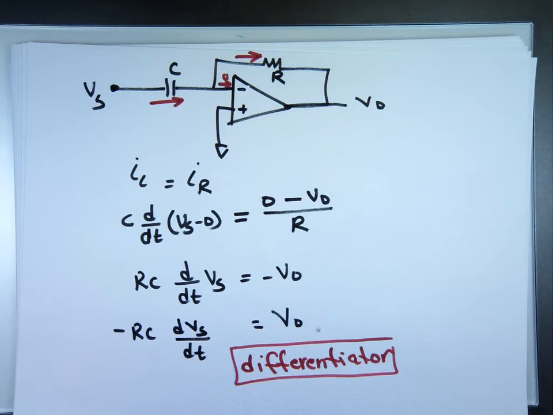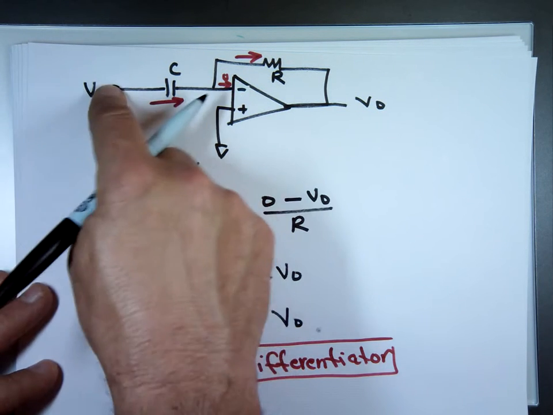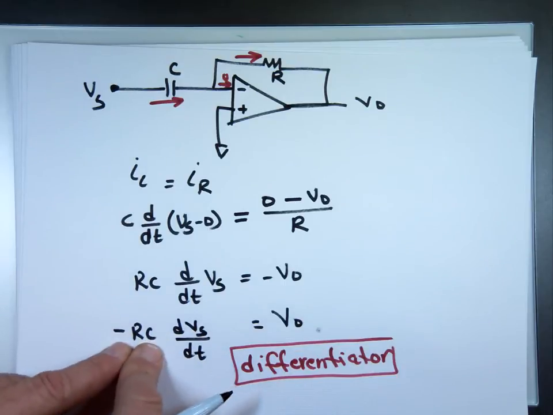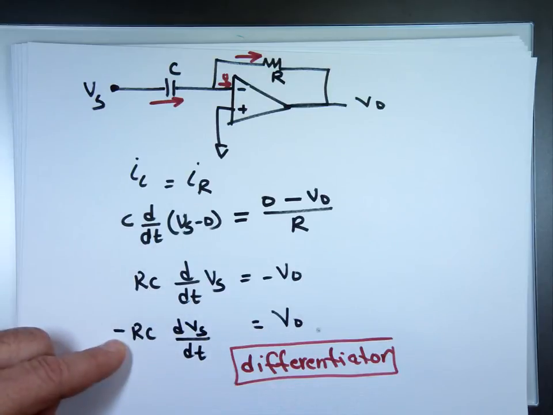So if you want to create a circuit that will take the derivative of a function, this. By the way, if you can make RC equal to 1, playing with R and C such that this value is 1, all you're doing is taking the derivative and making the sign minus. So if you don't want the sign to be minus, what can you do? I want it to be a plus. I want just the derivative.